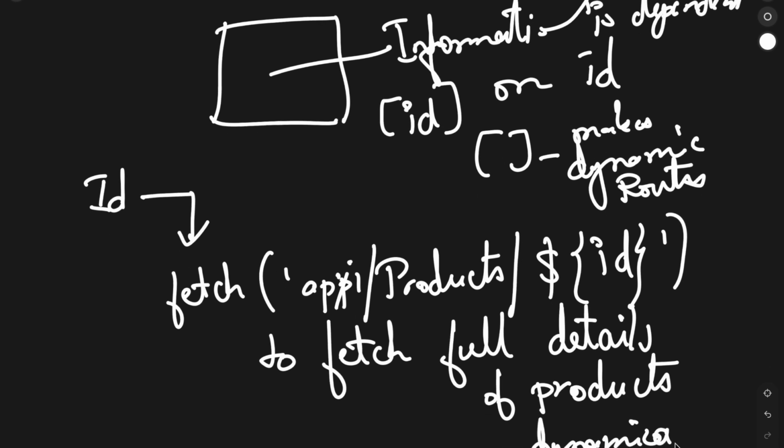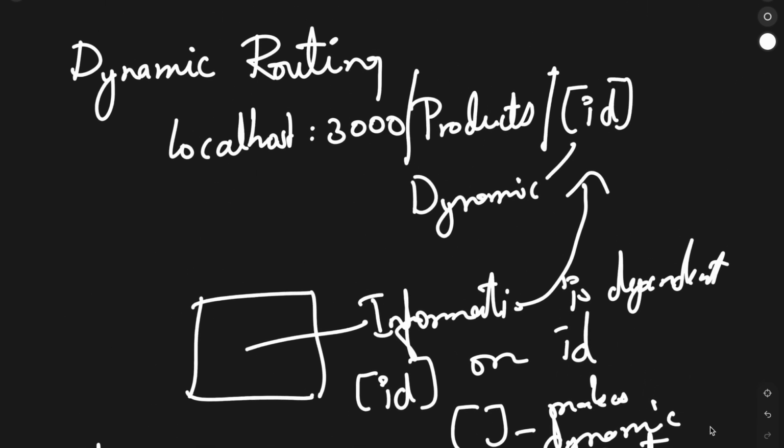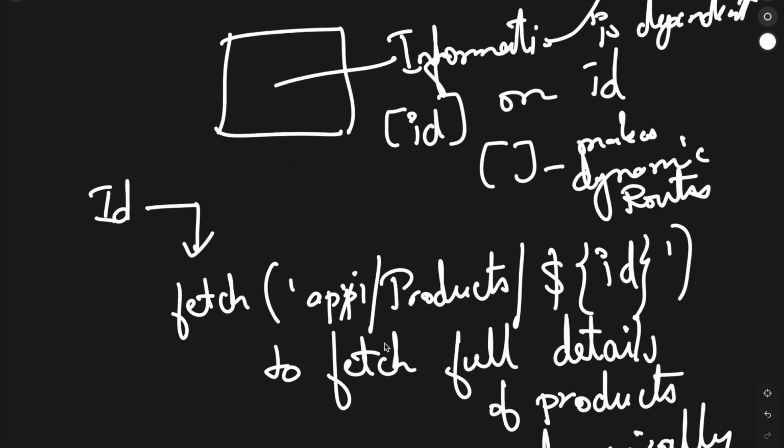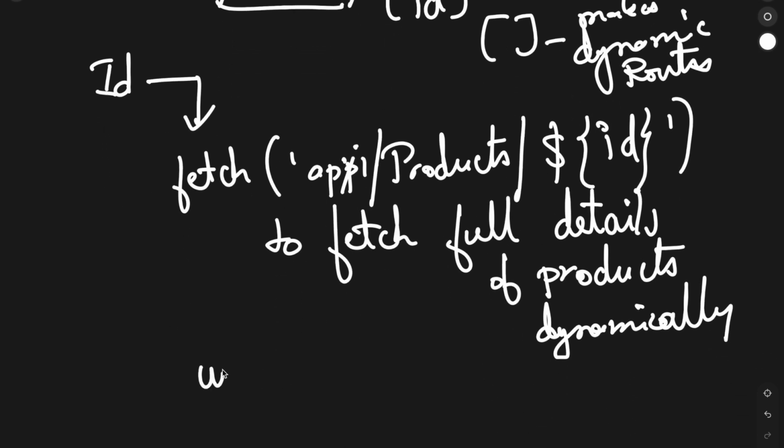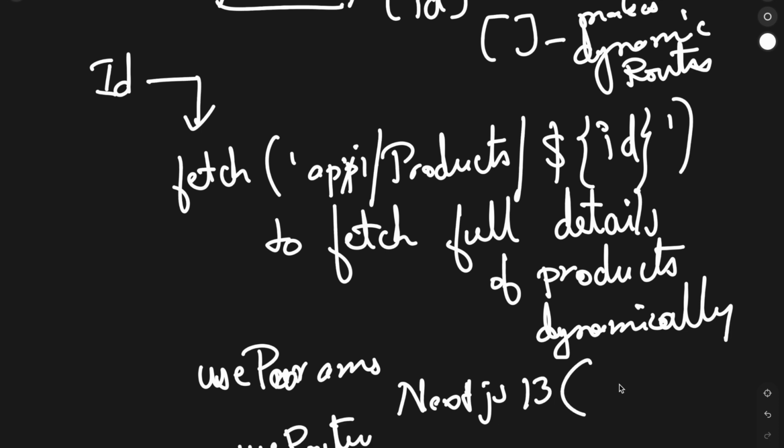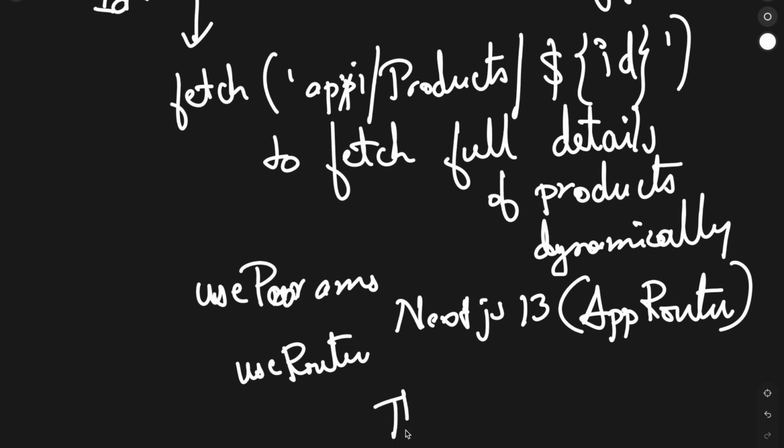The useParams method is of Next.js 13. Earlier, useRouter was being used. So if you see other videos, you might see useRouter. useParams is of the new version, and it is from the app router that you clicked yes to during the initialization of the project.